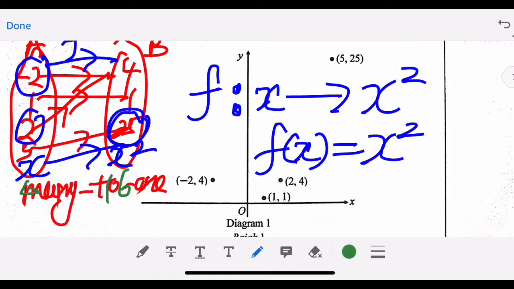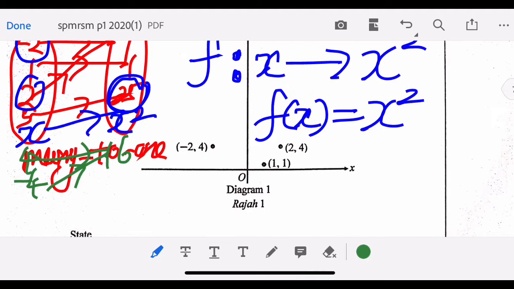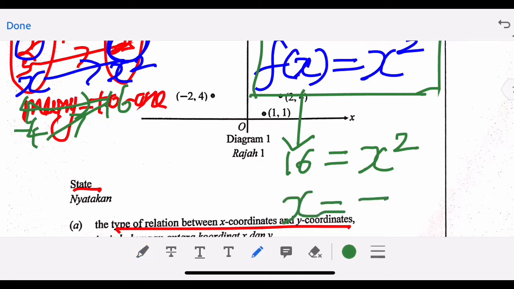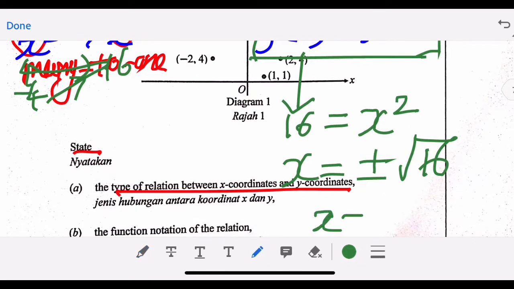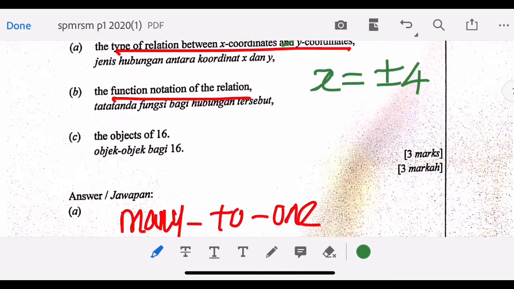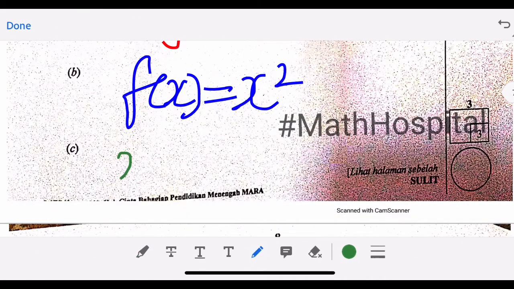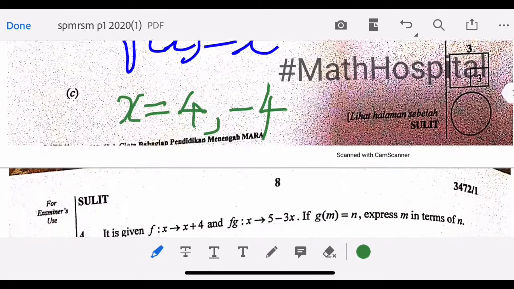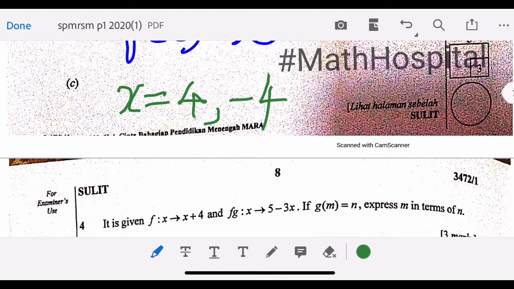So what are the x? It should be 4 and -4, right? So how you get this answer is you are working on the function notation. The image is the 16 with object unknown, and how to find the x is you must square root the 16. So remember, when you square root, your answer should have 2, which is positive and negative. So the answer is x is 4 and -4. And the question did mention the objects of 16, so you should expect more than one x value, which is 4 and -4.